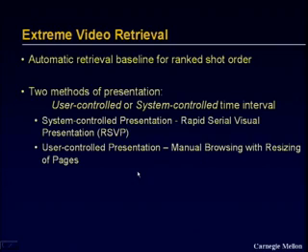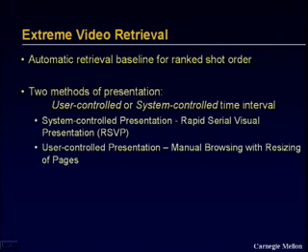Okay, so for this extreme retrieval, we have the automatic retrieval baseline, which just gives the shots in ranked order based on its best guess at this. And then we have two methods of presentation, user-controlled and system-controlled, and I'll show you a demo of that towards the end. The system-controlled is based on something called rapid serial visual presentation, RSVP, that psychologists have experimented with in the past. And then we have the user-controlled presentation, which allows the person to manually push a button and see as many images as they want. You could dynamically resize a page as you're going along. I'll explain that a little more later.